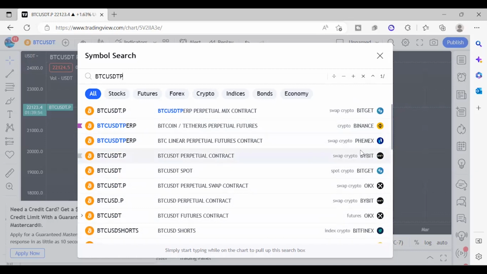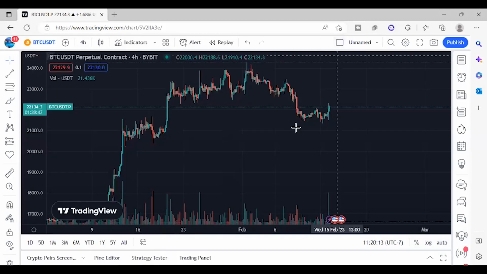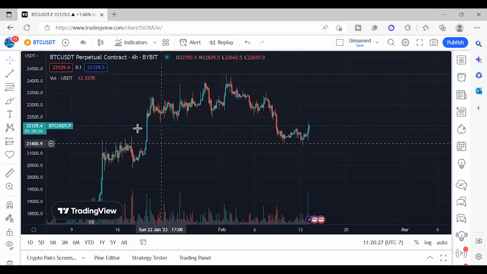So I'm going to use the Bybit chart here to analyze Bitcoin. I click on that, and then this is what I can see. Here I am looking at the Bitcoin chart, and this chart here is the 4-hour time frame.